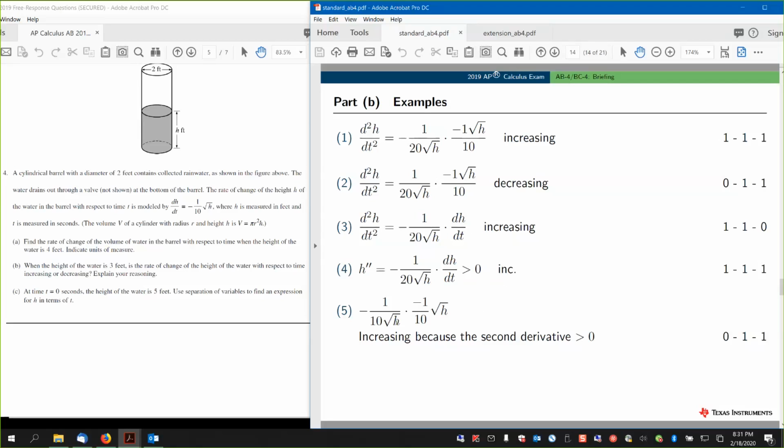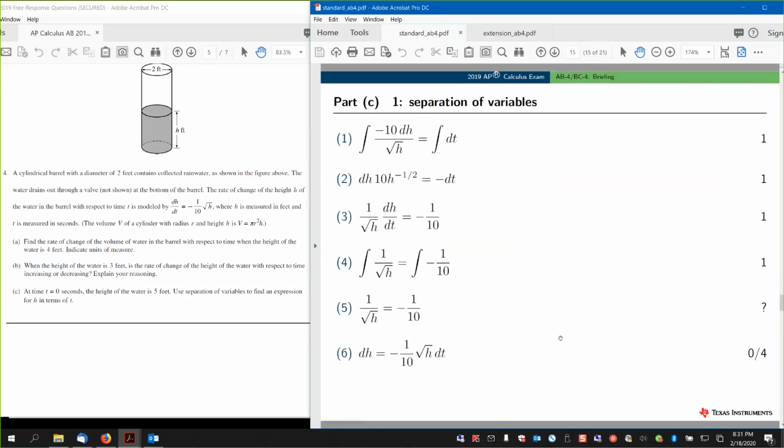Let's see why. Yep, okay, I see it. That's a 10 and not a 20. They do earn the chain rule point. They're eligible for the answer point, and let's see, the answer is consistent. Okay, so that's a 0, 1, 1. Pretty good.